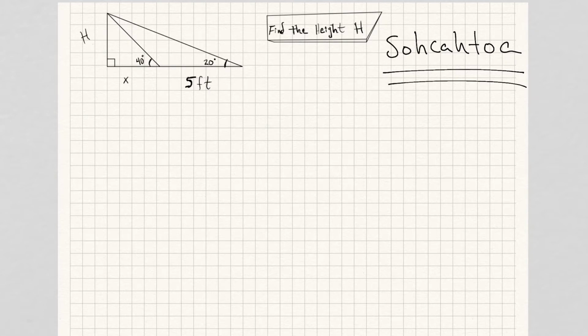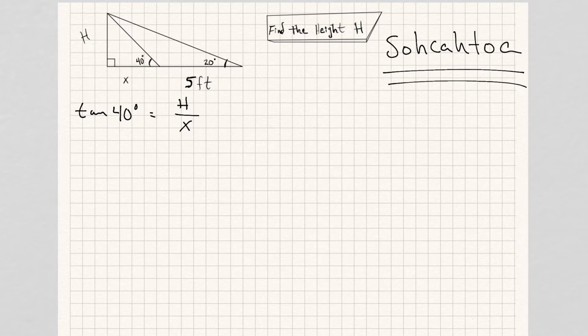Let's start with this first little triangle. We're going to break it down into two triangles. Let's start with the little one first. Here we have our 40 degrees. So tangent of 40 degrees equals, now it's opposite over adjacent, so we have h over x. That's opposite over adjacent.